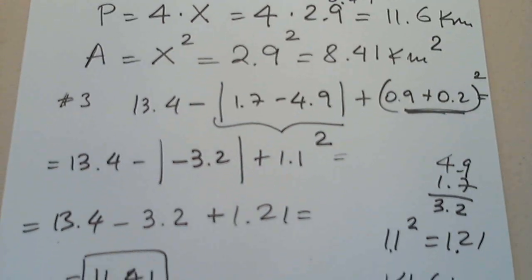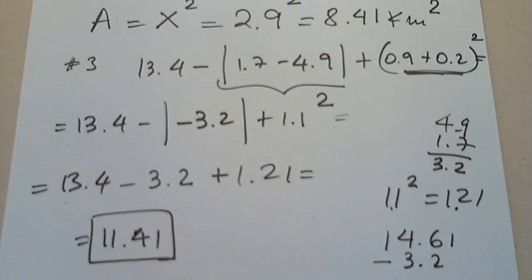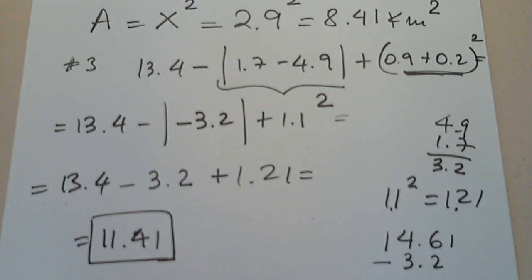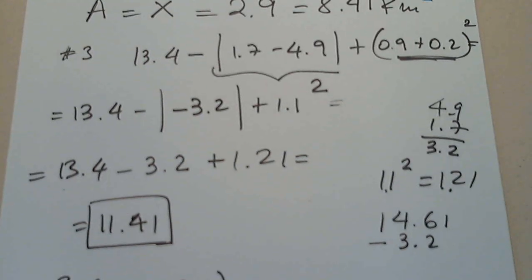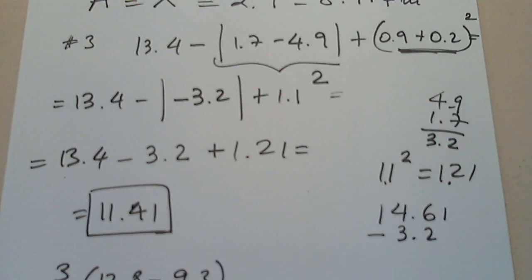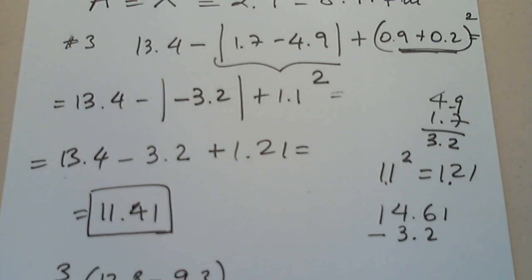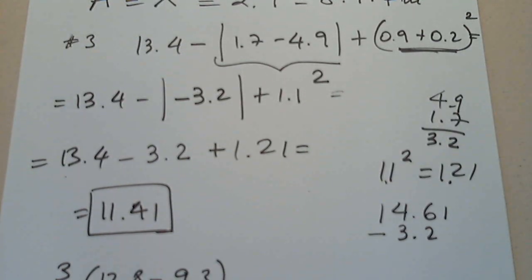So in 4 we have 3/5 in front multiplied by 12.8 minus 9.3. Obviously, we have to perform the operations in parentheses first. So we have 3.5 multiplied by 12 minus 9 is 3, 8 minus 3 is 5.